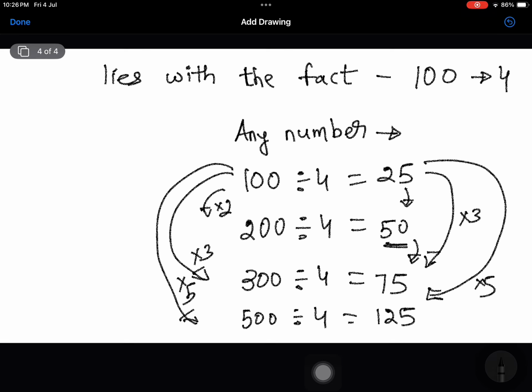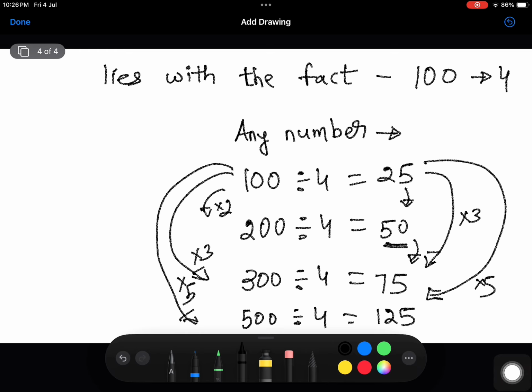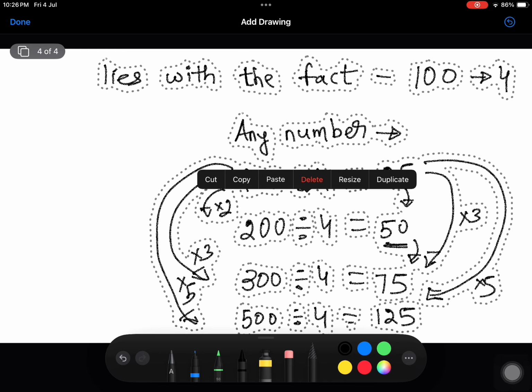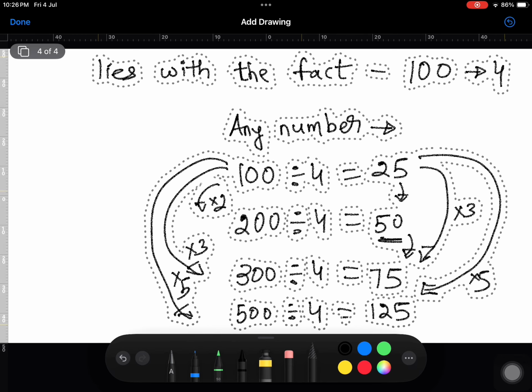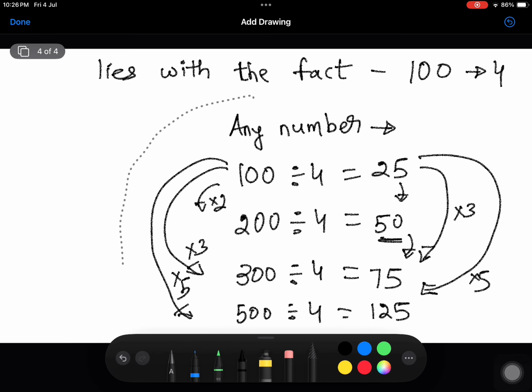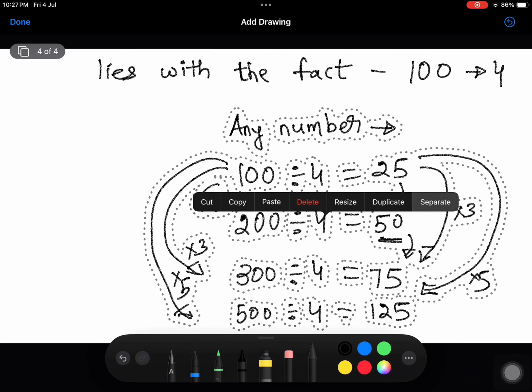So this will become 125. So 125 into 4 will give you the answer as 500. Now, what's the big deal about it? Just think a little more before I rearrange this. Before I rearrange this, just think about it. Where are we going with this?